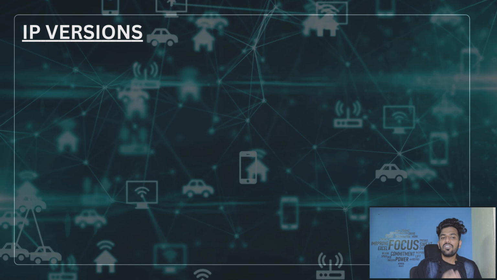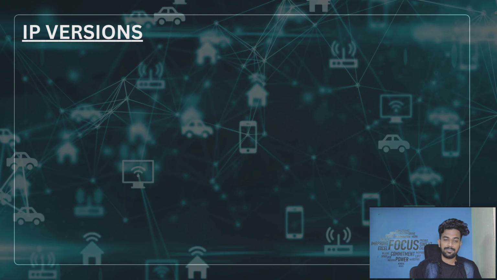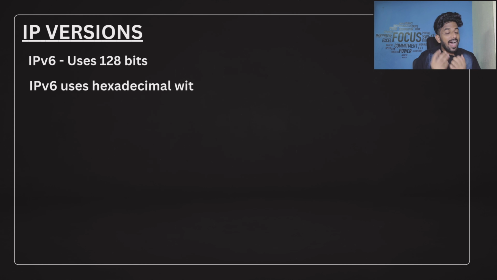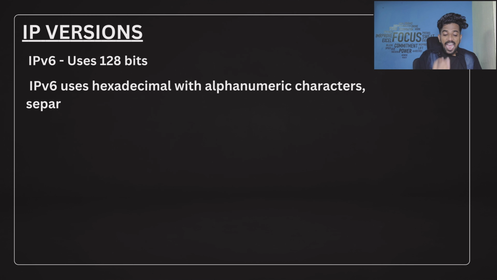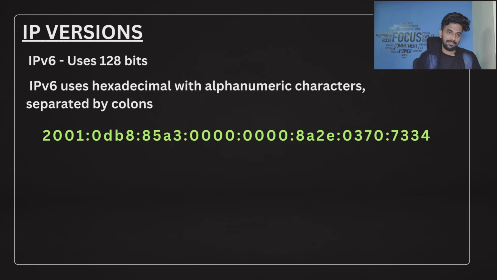Let's understand what IPv6 is and how it is different from IPv4. It uses 128 bits, while IPv4 uses 32 bits. Okay. IPv4 is in a decimal format, unlike IPv6, which uses hexadecimal with alphanumeric characters. This is separated by colons.